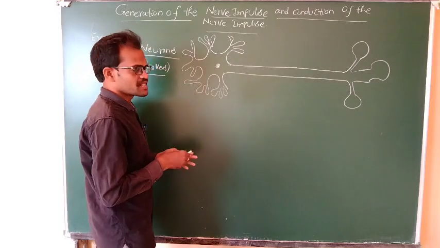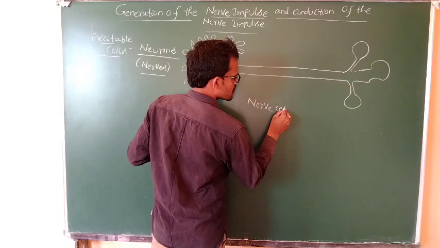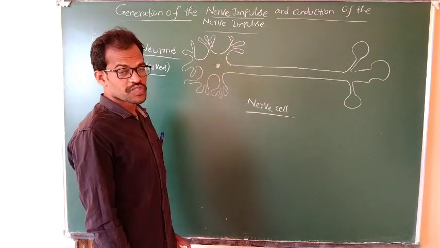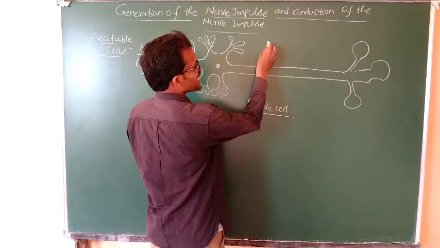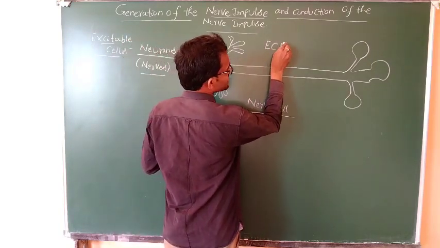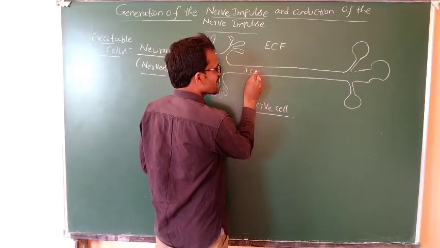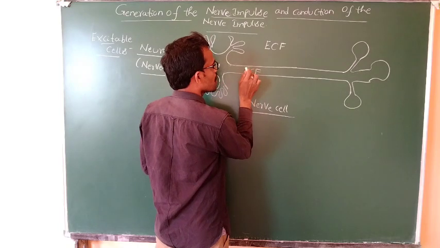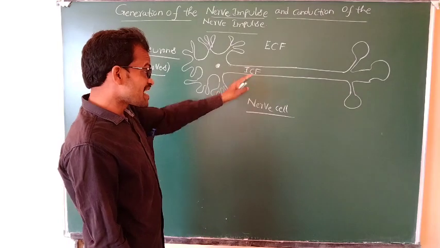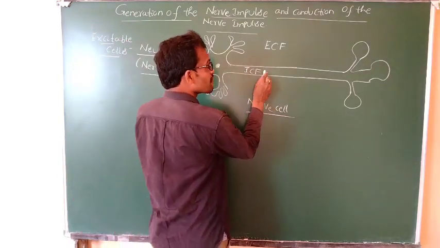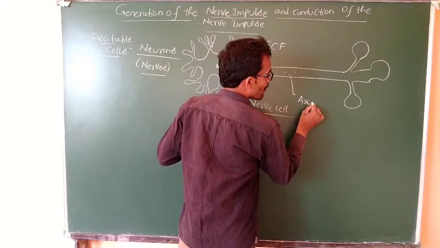If you observe one nerve cell, the outside of the cell is known as the extracellular fluid. The inside of the cell is known as the intracellular fluid, the cytoplasm.